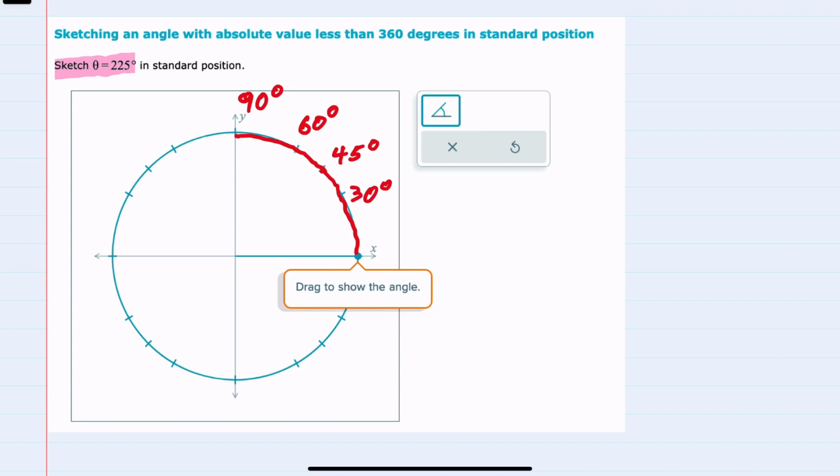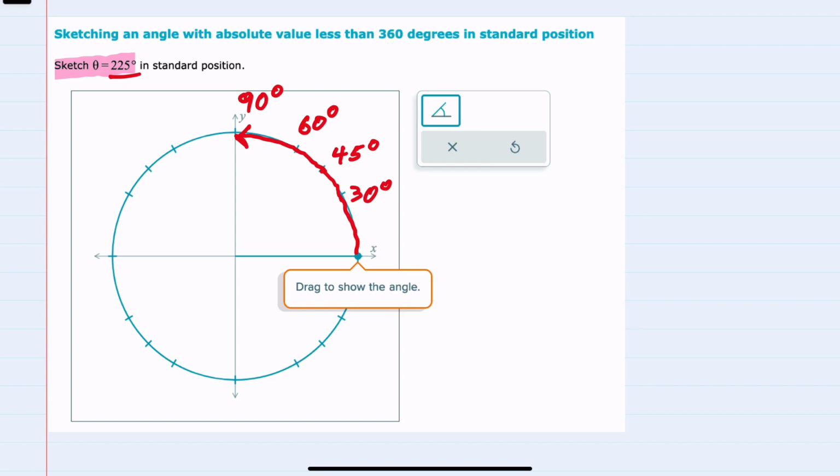We're trying to get to a positive 225 degrees. This is the positive direction. If we had a negative theta, we would go in the opposite direction. This would be negative 90 degrees. And then each of these tick marks would be negative 30, negative 45, negative 60, and so on.